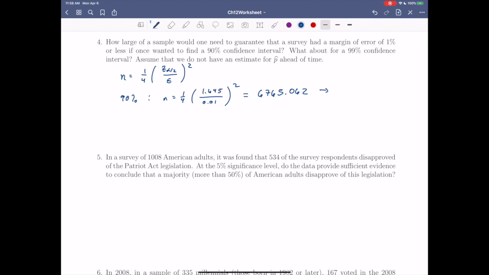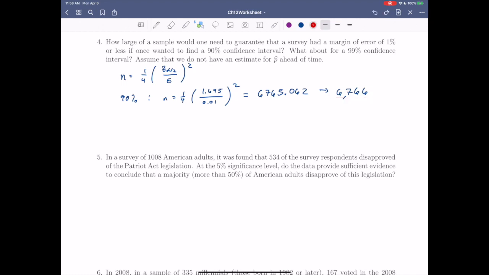We're just going to round up to the nearest integer. Round is kind of a strange word to use here because we're not rounding to the nearest integer, we're always rounding up. So in our case, it's going to be 6,766. That's going to be our n. Okay, so that's our answer for the 90% confidence interval.